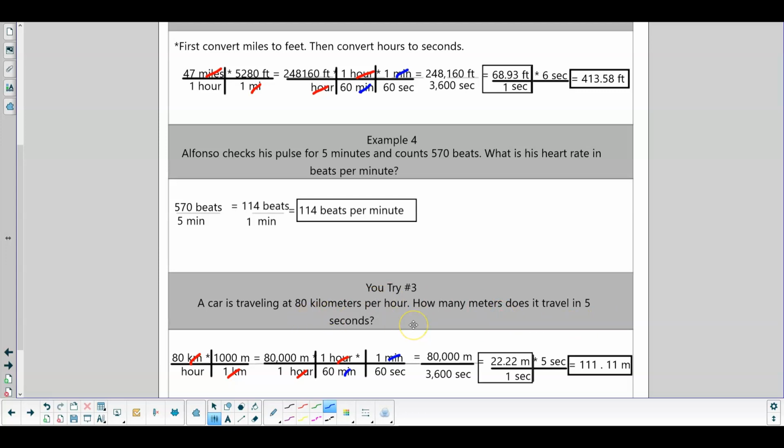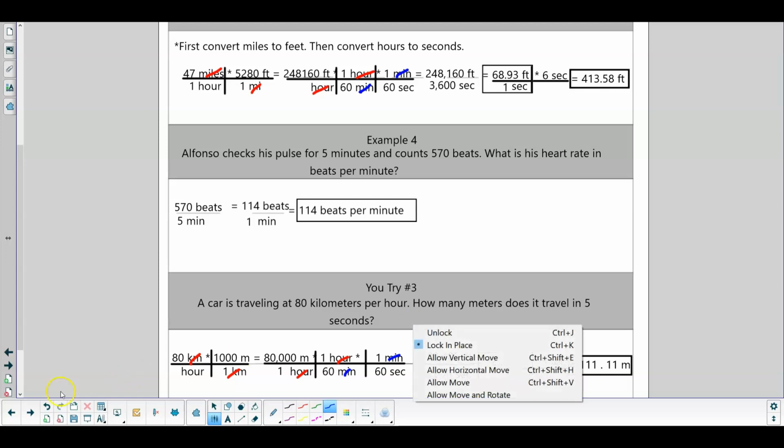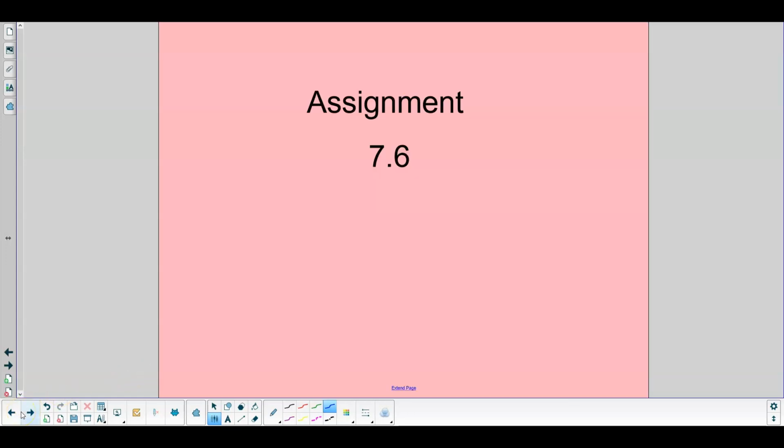And hopefully that helps. So if you guys need to, you can always rewatch the video or back it up to where you need it. And the assignment is going to be 7-6. And just know that there is a quiz on Tuesday. That quiz is covering everything for 7-4 through 7-6.